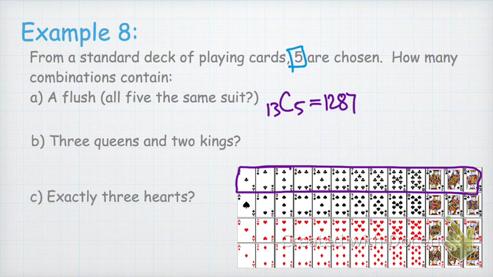Now, that is not quite the right answer. That's how many different ways there are for me to choose 5 clubs. However, there are 4 different suits. So I could also have chosen 5 spades or 5 hearts or 5 diamonds. And so there are 4 different suits available, and I need to take this answer and multiply it by 4. And that would be 5,148 total hands.